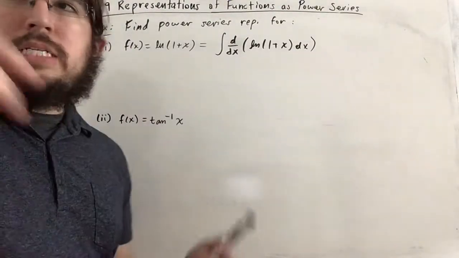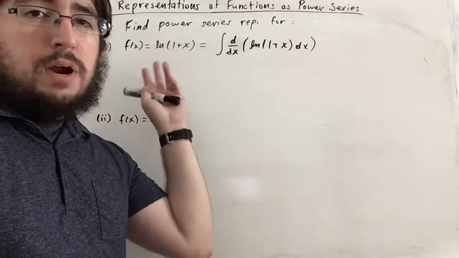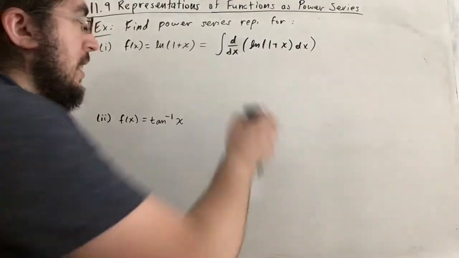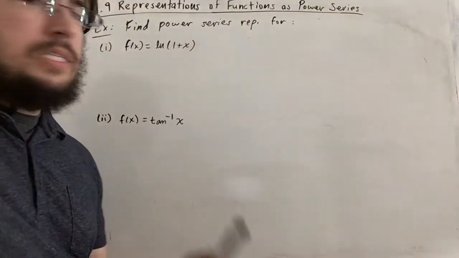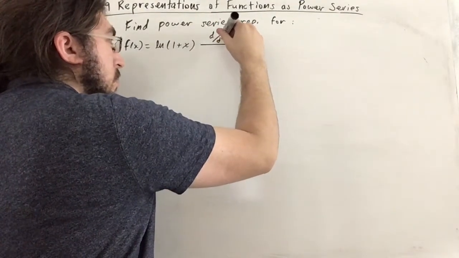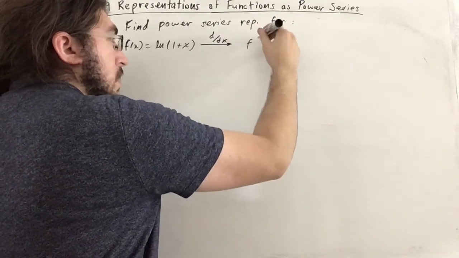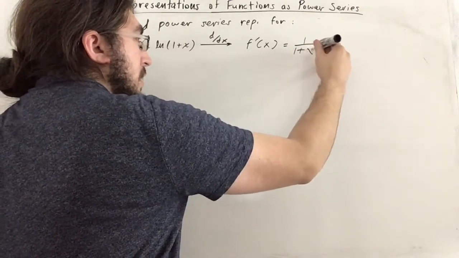But what I'm going to do, instead of viewing it like this, I'm just going to say take its derivative, and then we'll get f prime, and then antiderive to get back to f. So let's do it that way instead. So let's see if we can follow. I'm going to take its derivative, both sides of the equation. On the left, we just get f prime of x. On the right, we get 1 over 1 plus x.